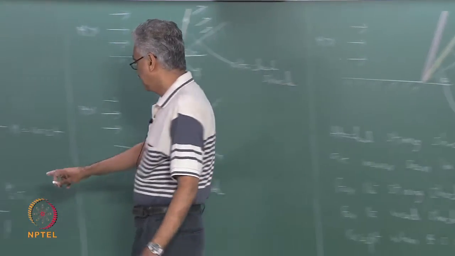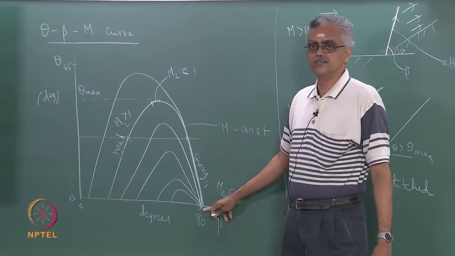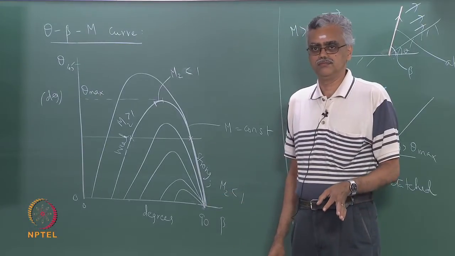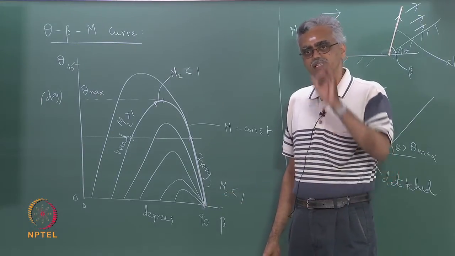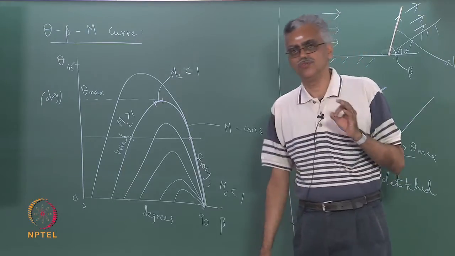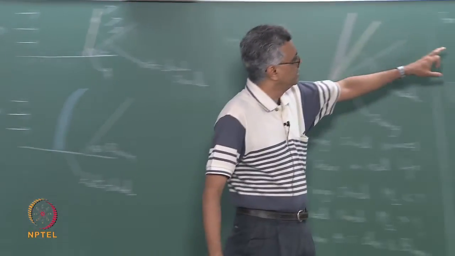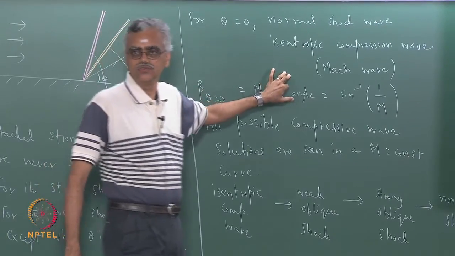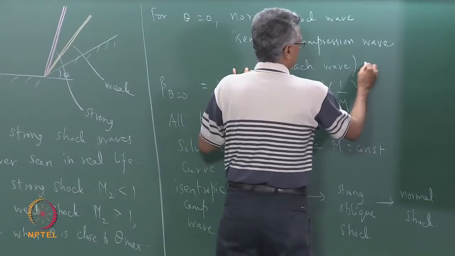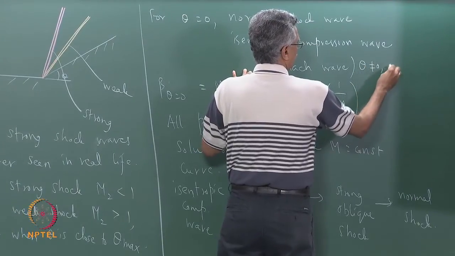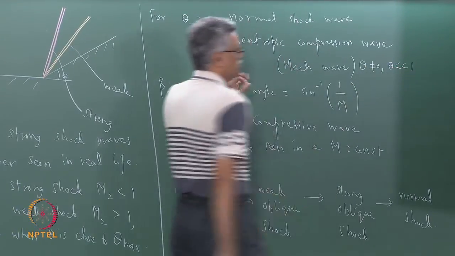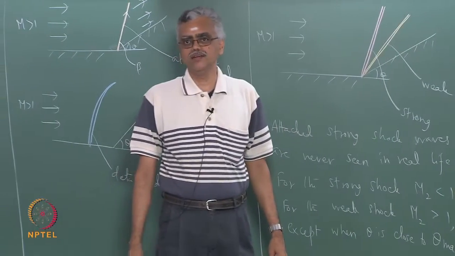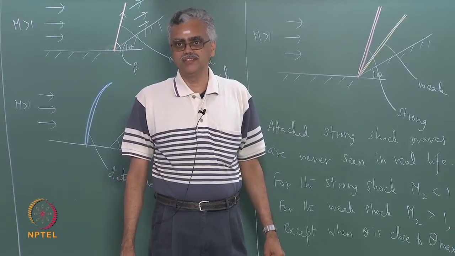Whereas, even if I draw a scale 0 to 0.1, the normal shock wave will terminate at theta equal to 0. Theta is not identically equal to 0 for an isentropic shock wave. It is very small, but not identically equal to 0. In fact, if you wish, I can write it like this. Theta is not exactly equal to 0, but theta is a number much, much smaller than 1 for this case. So, you cannot have a compression wave on a flat plate.